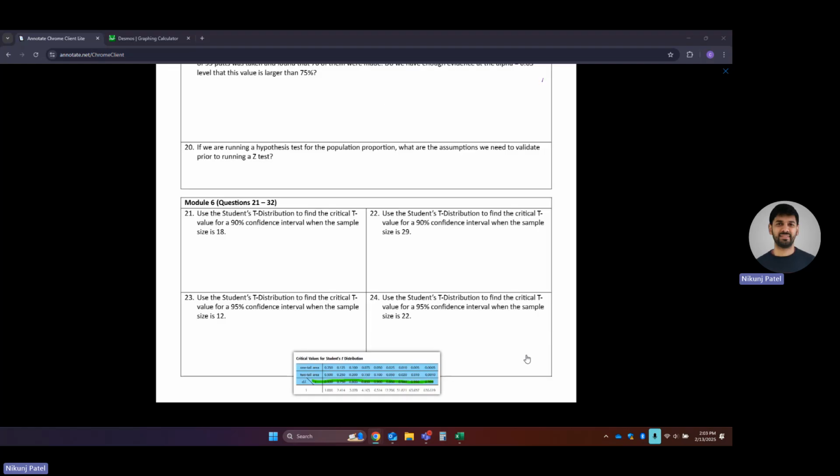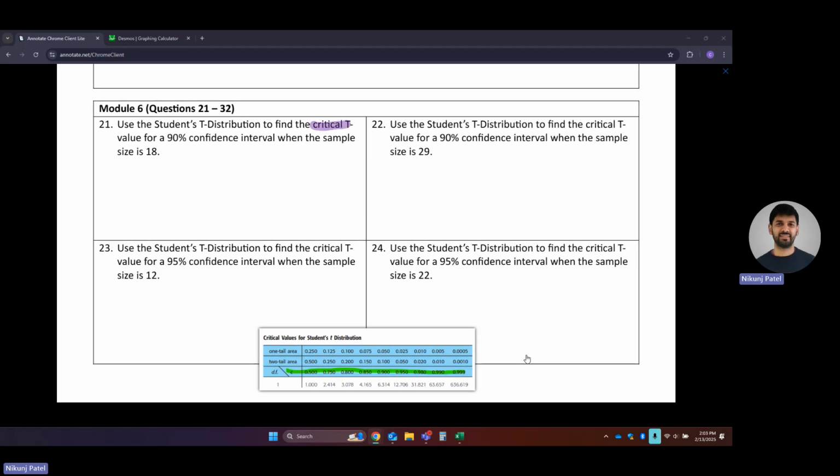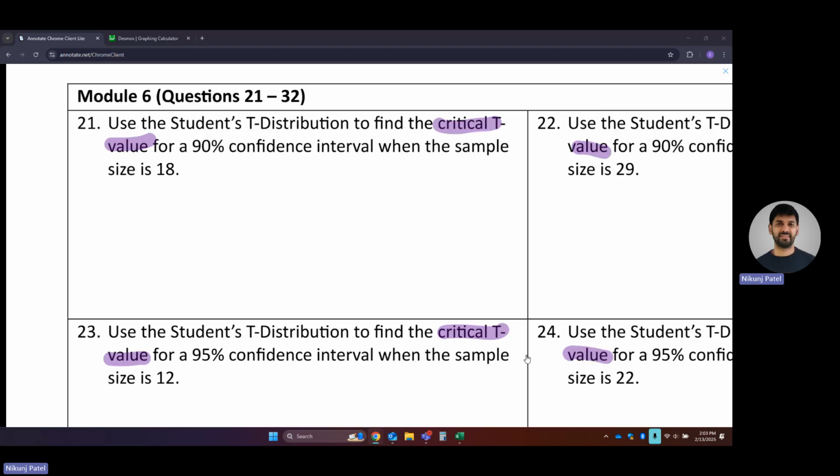So looking at 21 through 24, these are all questions where you're being asked, like I said, to calculate a critical t-value. And so these are questions where you don't have to do any calculations, but you do need to know how to use the formula chart, the student's t-distribution, which will of course be given to you on the final exam. You just have to be able to use it properly. So let's do a couple of examples together. In number 21, it tells us that we're looking for a 90% confidence interval when the sample size is 18.